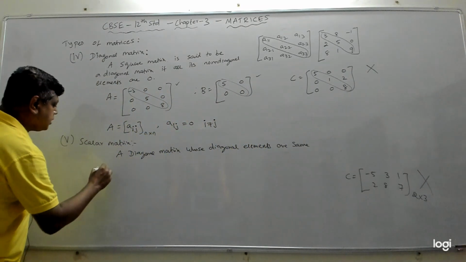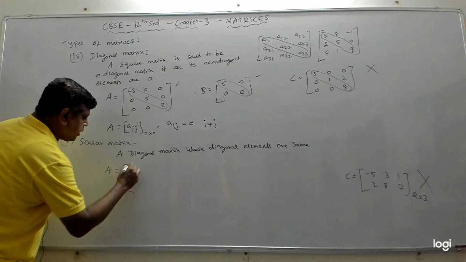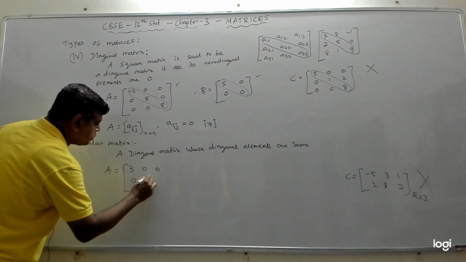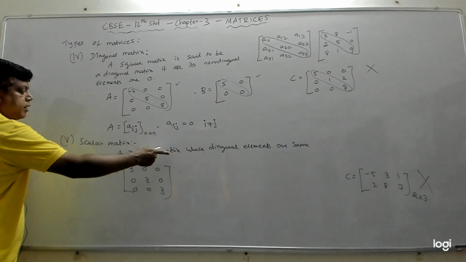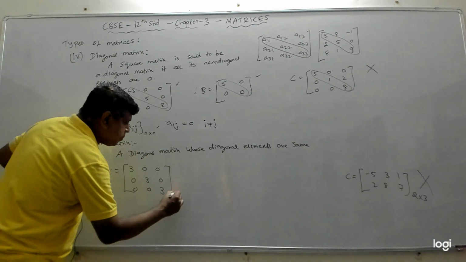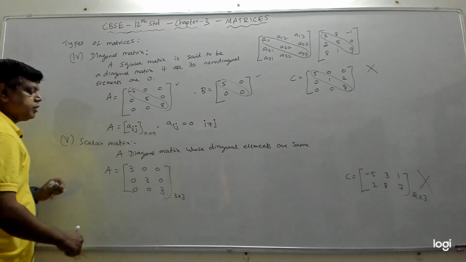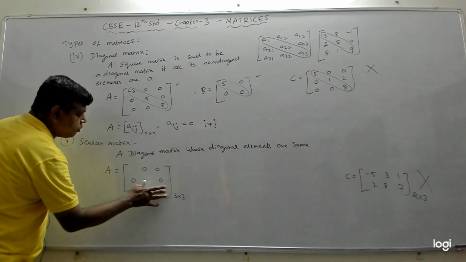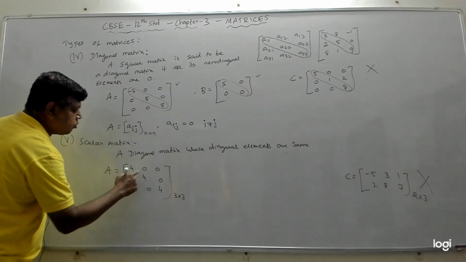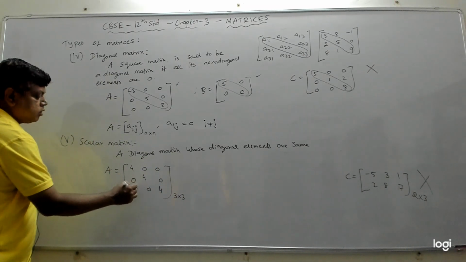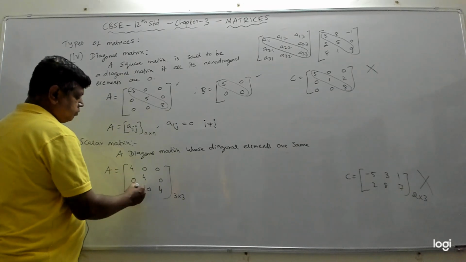What it means is, suppose A is a matrix. Suppose I write 3 0 0, 0 3 0, 0 0 3. First of all, it should be a square matrix. The order is 3 cross 3, 3 rows 3 columns. Or I can change this number, so that you don't get confused with this 3 and this 3. I'll say 4 4 4: 4 0 0, 0 4 0, 0 0 4.